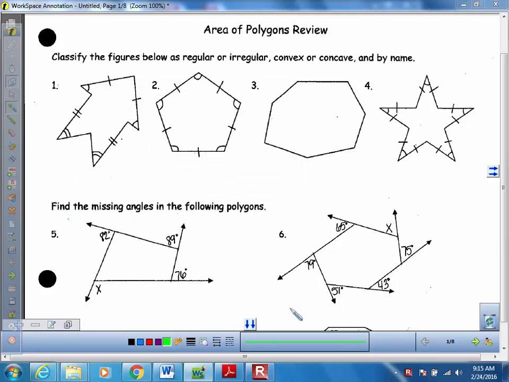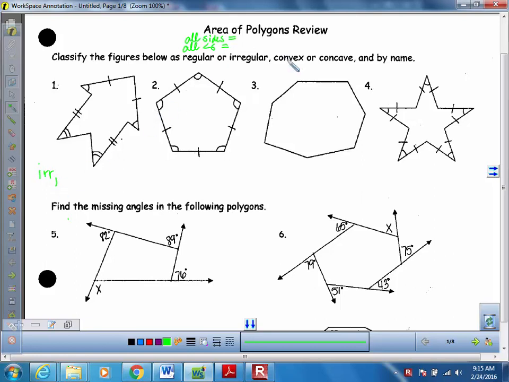Okay, so the first thing we're going to do on the review is classify the figures below as regular or irregular, convex or concave, and by the name. If we're looking at the first one, regular means that all sides are equal and all angles are equal. If you look at the sides, these two have 2 tick marks, this one has 1. So that means that this would not be regular, which means it has to be irregular.